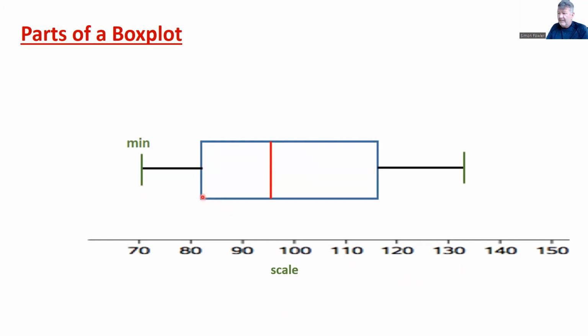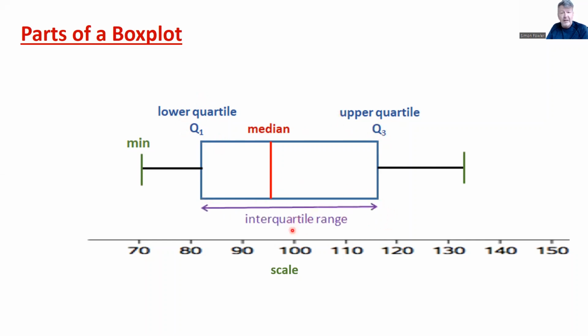This part here is your minimum value. This part here is your lower quartile, Q1, first quartile, whatever you wish to call it. This bit here is the median. This bit here is the third quartile, or the upper quartile. And of course, when you've got your Q1 and Q3, if you remember back to previous videos in the series, that is called the interquartile range. And lastly, you have up the top end, the maximum value.